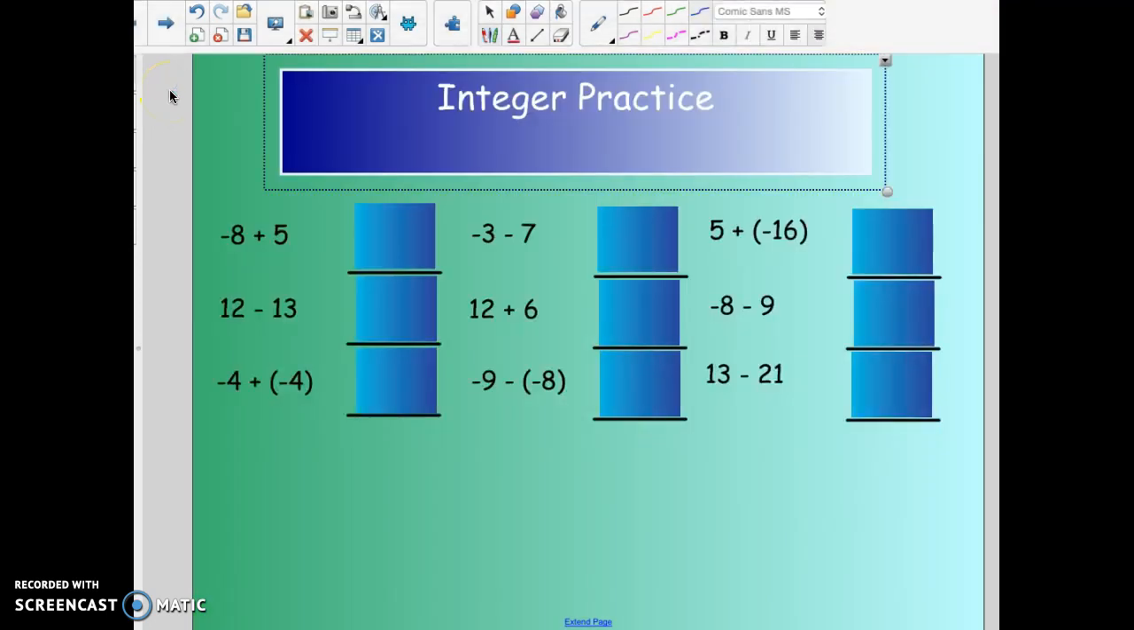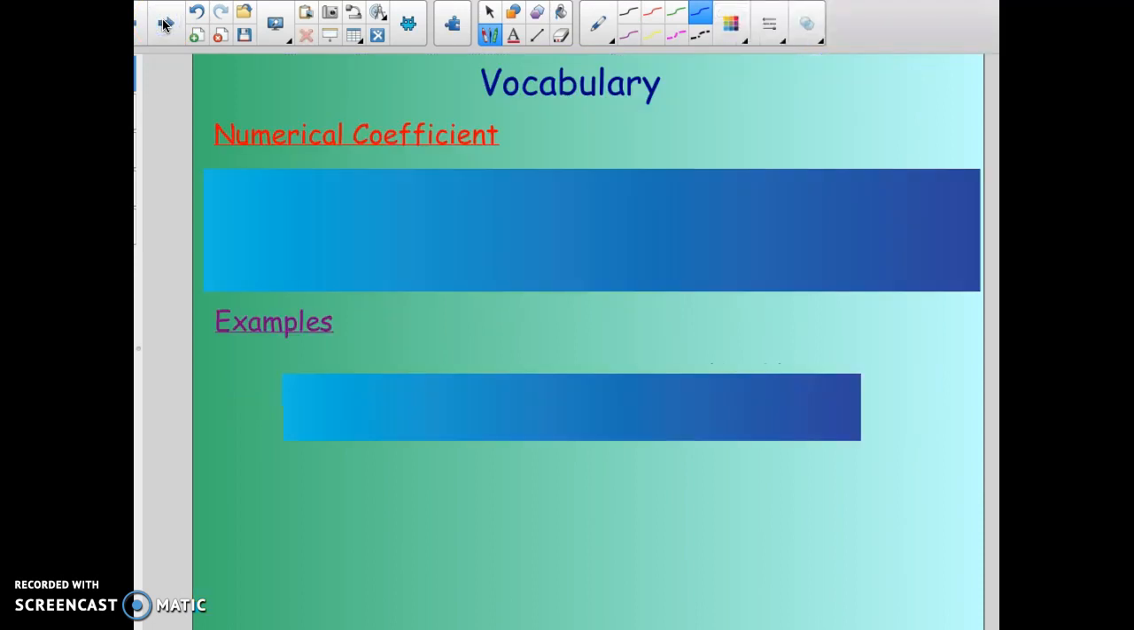Maybe, if it'll go. There it goes. We're not going to do that integer practice.